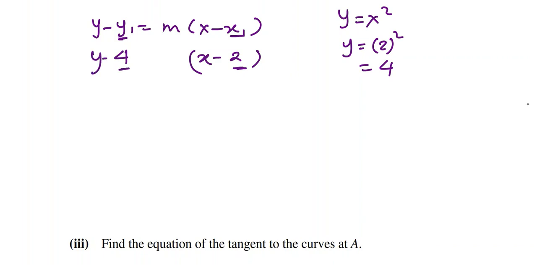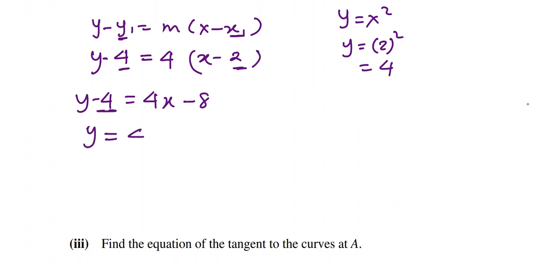And I will use this. The gradient we know now is 4. So the equation will be y minus 4 equal to 4 times x minus 2, which is 4x minus 8. Let's bring this 4 to the other side. So y equal to 4x minus 8 plus 4, which will be 4x minus 4. And that's the equation of the tangent.